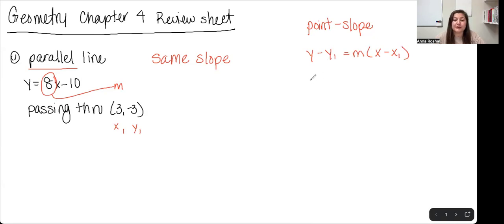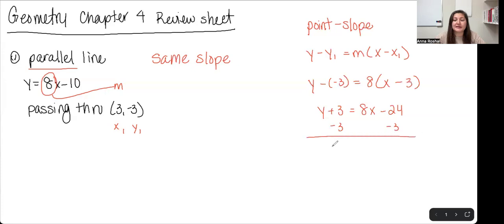So you can go in and you can say, I have y minus -3 equals my slope of 8 times x minus regular 3. And then I go ahead and distribute and simplify. So this will be y plus 3 equals 8x minus 24. And then I subtract 3 from both sides, and I get y equals 8x minus 27. And this is my new y-intercept, the y-intercept of the new line.